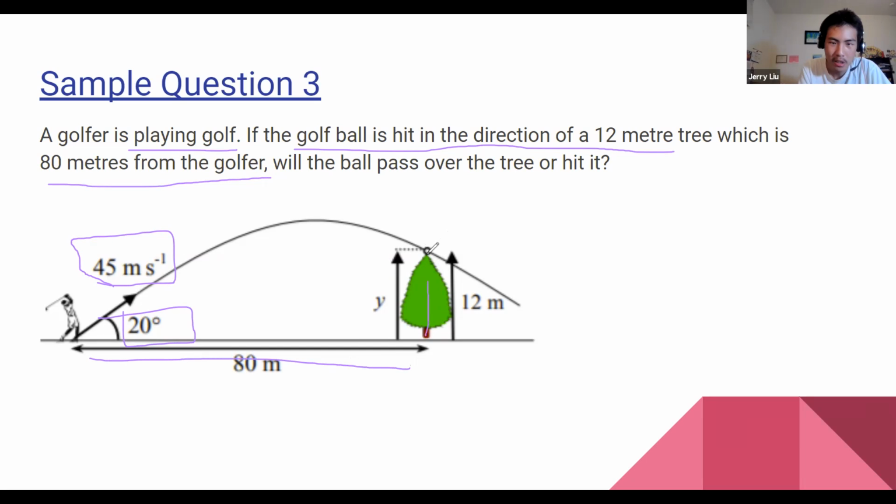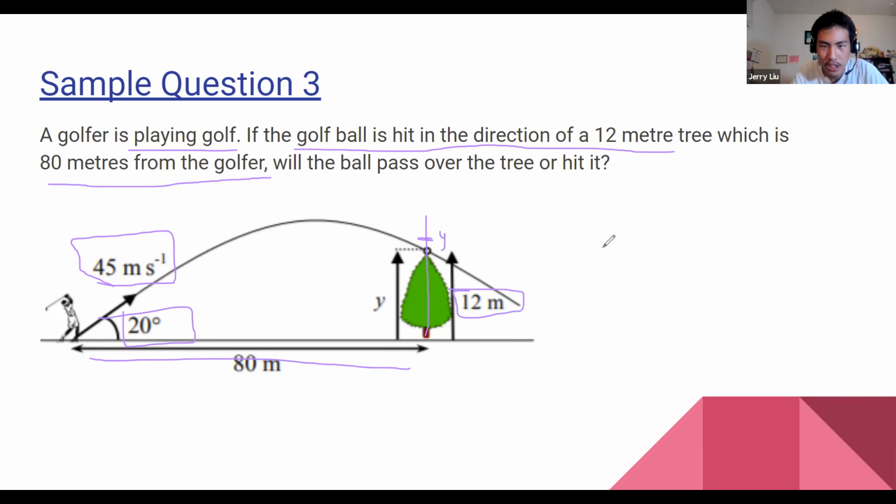Here we mean, obviously, if passing over the tree, that means the height that the ball travels when this X component is 80 meters, not velocity, but the component of X, when that is equal to 80, then what is this Y? What is this height? And how does this compare to the 12 meter height of the tree? So that is our problem.